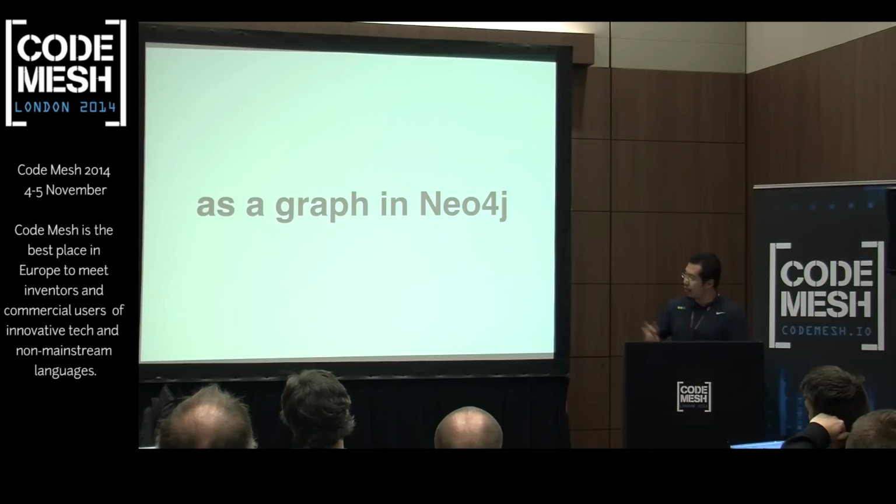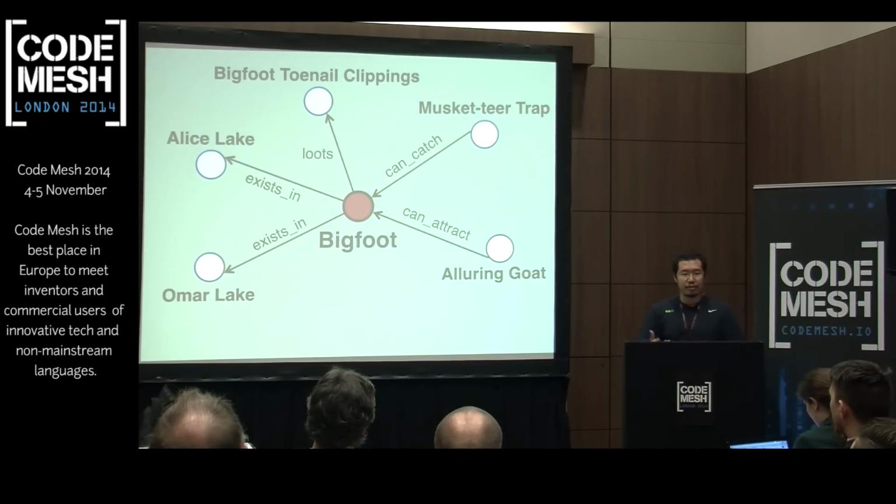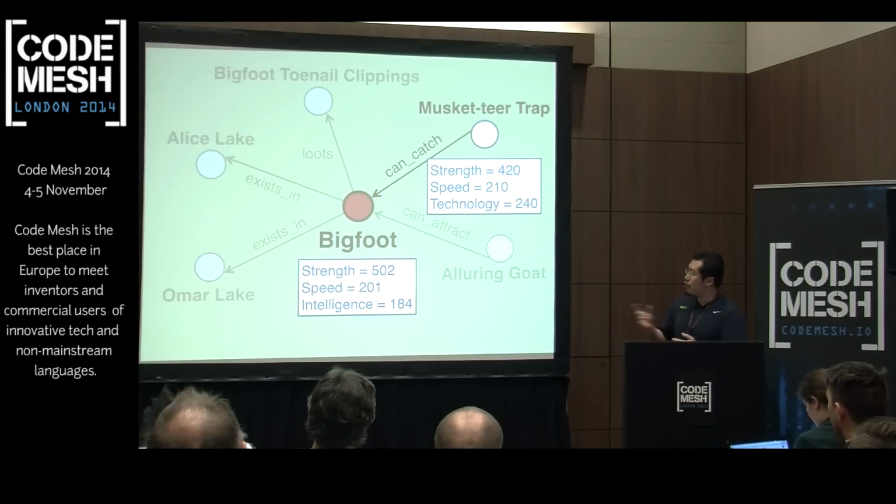And if you put all that information from that screen into a graph, you end up with something like this, where the monster, the trap, baits, loot, and locations are all represented as nodes in a graph that are connected by edges. Every node and every edge can have an arbitrary set of properties associated with them. So for a monster and the trap, you have their stats.